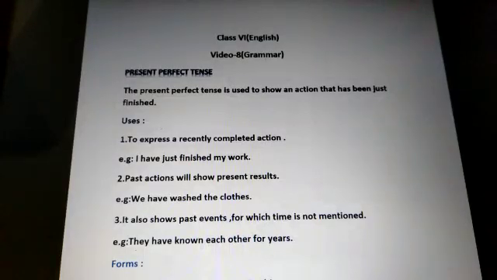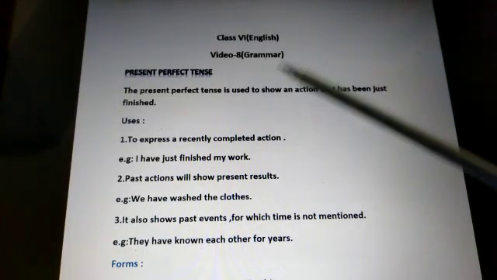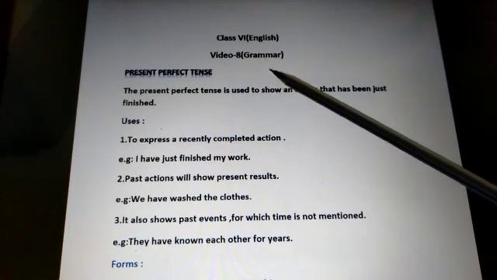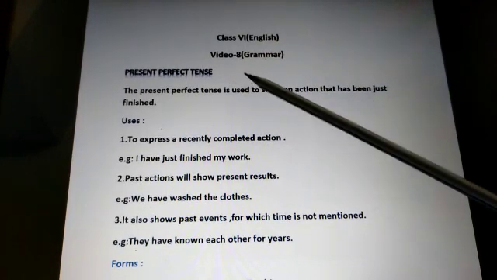Hello students, so today I will continue again with present tense, and the third part we are going to do in this video number 8, that is present perfect tense.